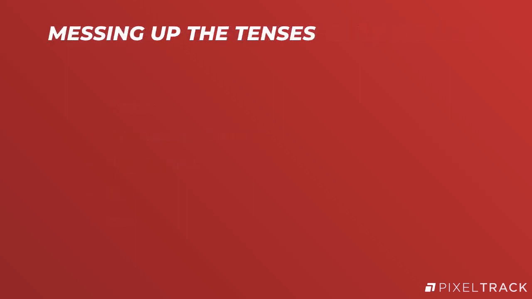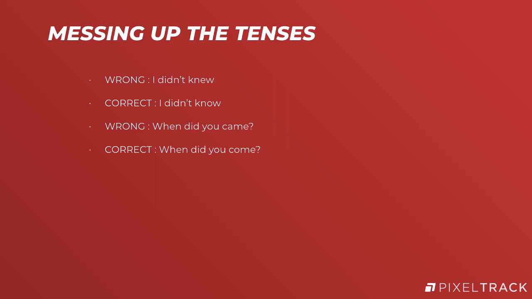Messing up the tenses. This is one more thing that we do a lot. The single most common phrase that has been used in the most wrong way possible is "I didn't knew." I hear this so much, it kind of gets on my nerves. So "I didn't knew" is wrong. The correct form is "I didn't know," right? And one more thing I hear a lot: "when did you came?" "When did you come" is the correct way to put it across.